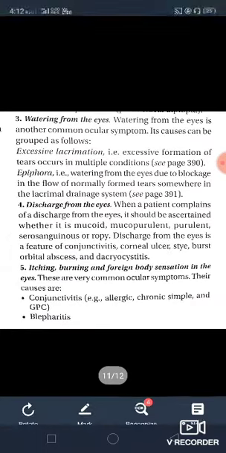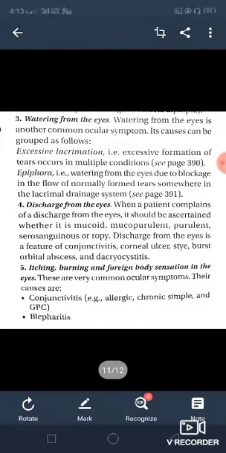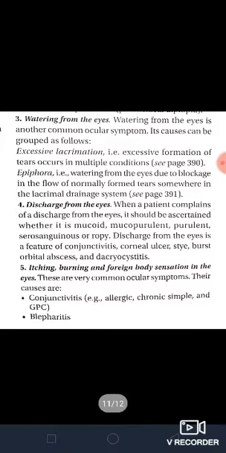Then the watering from the eyes is another common ocular symptom. Its causes can be grouped as follows: excessive lacrimation or epiphora. Discharge from the eyes. When a patient complains of a discharge from the eye, it should be ascertained whether it is mucoid, purulent, serosanguinous, or ropey. Discharge from the eyes is a feature of conjunctivitis, corneal ulcer, stye, burst orbital abscess, and dacryocystitis.